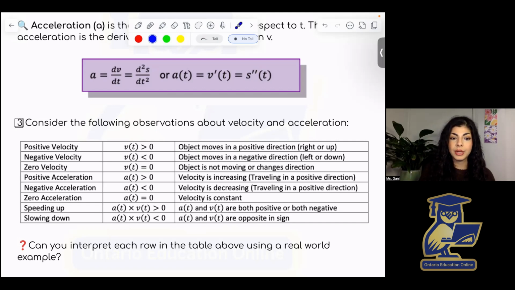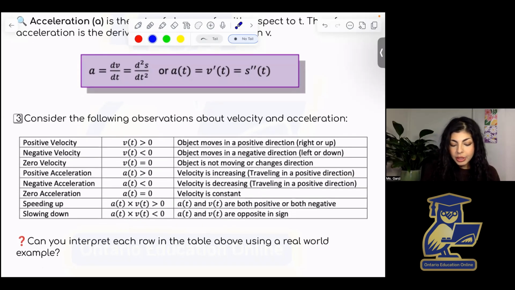Now let's look at acceleration. So we can have also positive, negative, and zero acceleration. When we have a positive acceleration, so a of t is greater than 0, that means our velocity is increasing. So we are traveling in a positive direction and we are also speeding up. Now, similarly, when acceleration is less than 0, we say that our velocity is decreasing, and so we are slowing down, and in this case, we're also still traveling in a positive direction.